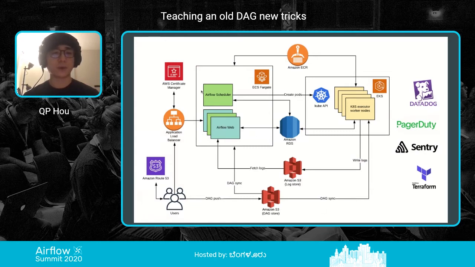So we have the Airflow web and Airflow scheduler, right? Those are actually running in ECS Fargate. And then we have the Kubernetes executors that run in EKS. We use RDS for the MySQL. We use ECR to host the Airflow container image. And we use S3 to host the logs as well as the DAGs.